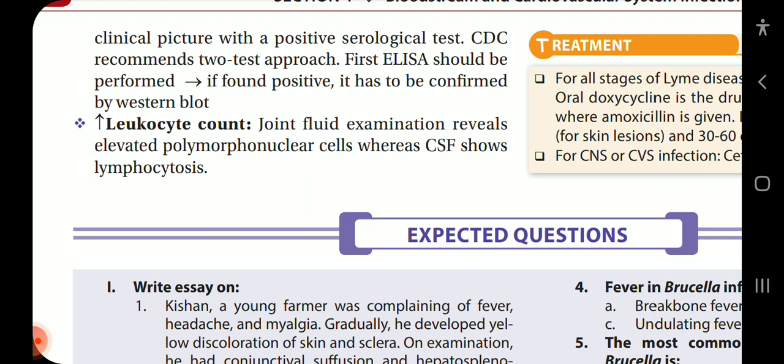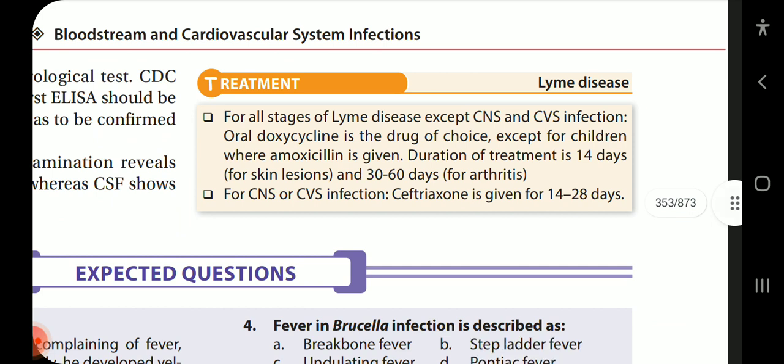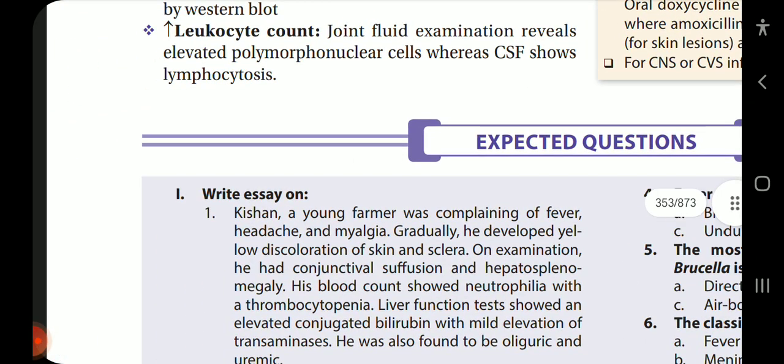Increased leukocyte count. Joint fluid examination reveals elevated polymorphonuclear cells, whereas CSF shows lymphocytosis. Okay, for the treatment, for all stages of Lyme disease except CNS and CVS infection, oral doxycycline is the drug of choice, except for children where amoxicillin is given. Duration of treatment is 14 days for skin lesions and 30 to 60 days for arthritis. For CNS or CVS infection, ceftriaxone is given for 14 to 28 days.